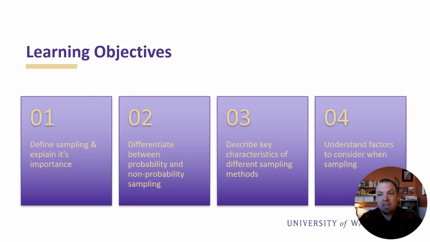So the learning objectives today are to be able to define sampling and explain its importance, particularly in the social sciences, differentiate between probability and non-probability sampling, and describe key characteristics of the different sampling methods. There are multiple sampling methods within probability and non-probability, and then understand the factors to consider when we are sampling.